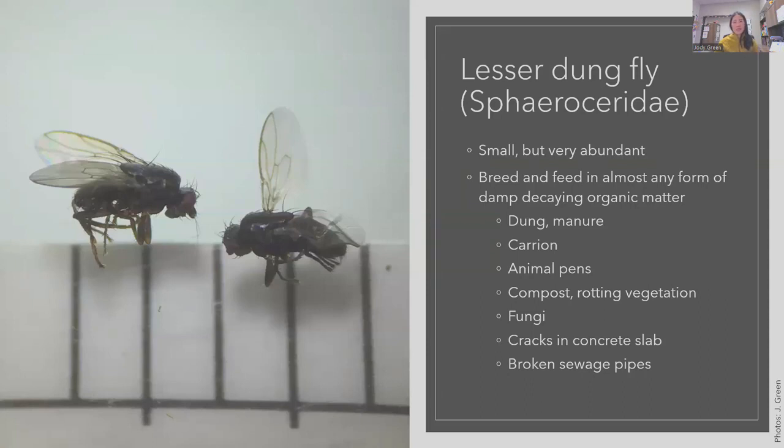So, lesser dung fly. The name sounds terrible. Lesser dung means it's a smaller dung fly, but dung is usually not good, right? So they breed and feed in decaying organic matter, probably manure or dung, could be animal pens, livestock, compost, rotting vegetation. Sounds bad, right? Like broken sewage pipes. That's a really good one as well.